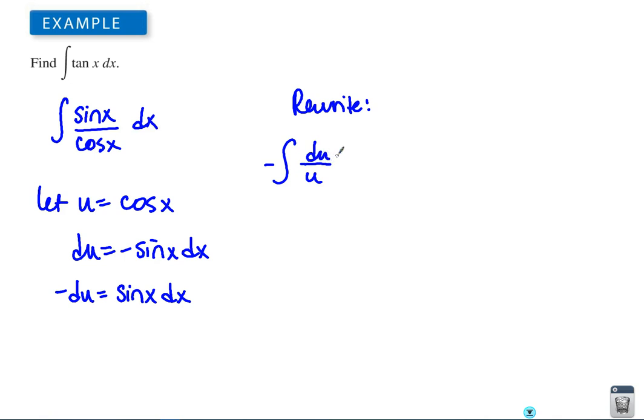So I have negative du over u, which is negative natural log absolute value of u plus c, or negative natural log of cosine of x plus c. Well, I'll be dang. That didn't turn out so bad after all. So the antiderivative of tangent is negative natural log of cosine of x plus c. Cool. We already knew sine and cosine going into this point, but now we've learned tangent.